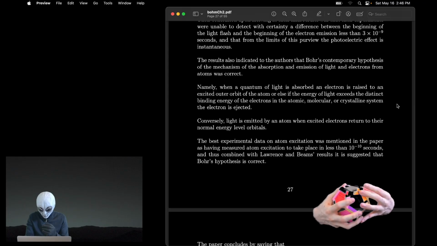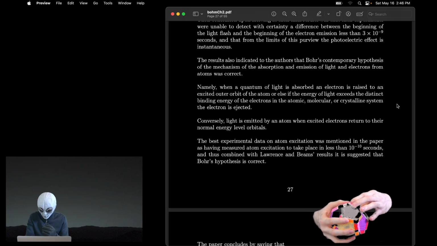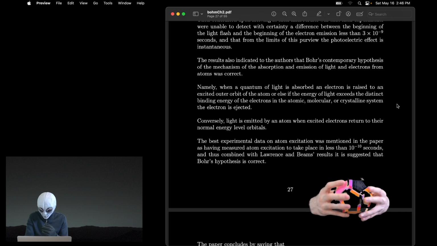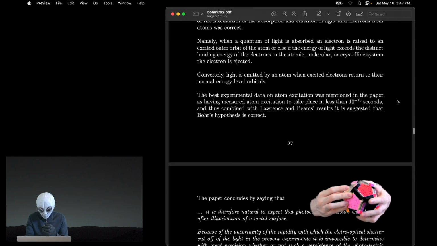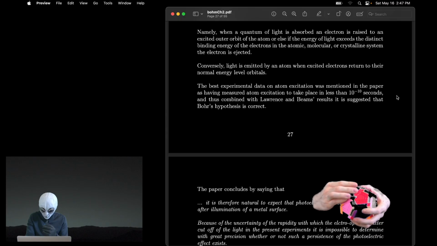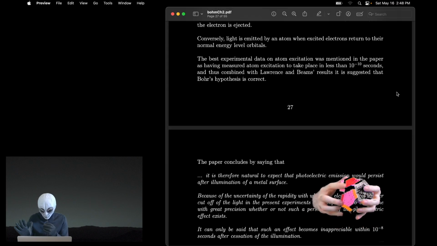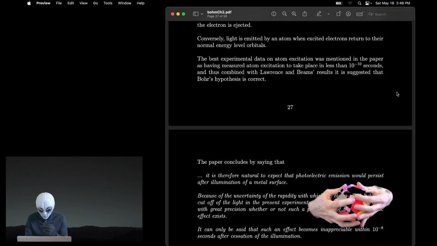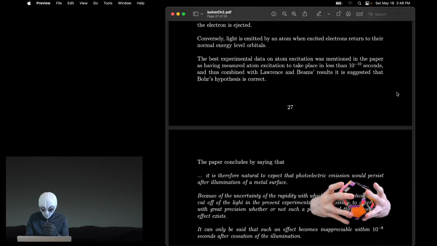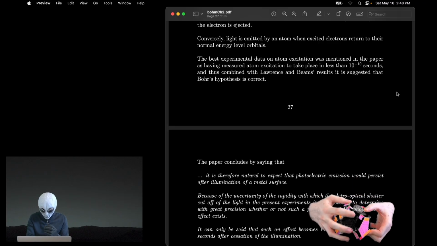Namely, when a quanta of light is absorbed, an electron is raised to an excited outer orbit of the atom, or else if the energy of light exceeds the distinct binding energy of the electrons in the atomic, molecular, or crystalline system, the electron is ejected. Conversely, light is emitted by an atom when excited electrons return to their normal energy level orbitals. The best experimental data at the time of the publication of the Lorentz and Bohm paper on atom excitation was mentioned in the paper as having measured atom excitation to take place in less than 10 to the negative 10 seconds, and thus, combined with Lorentz and Bohm's results, it is suggested that Bohr's hypothesis is correct.